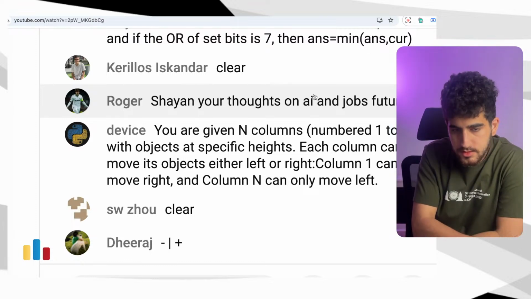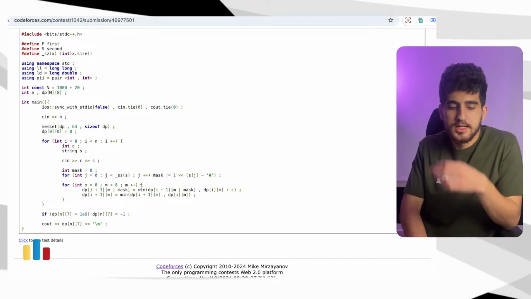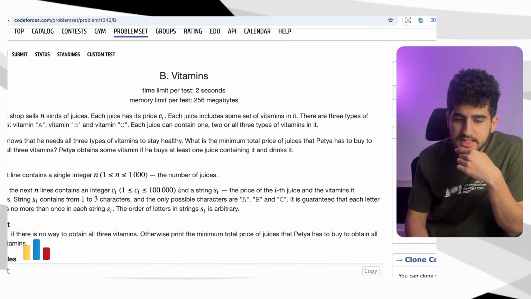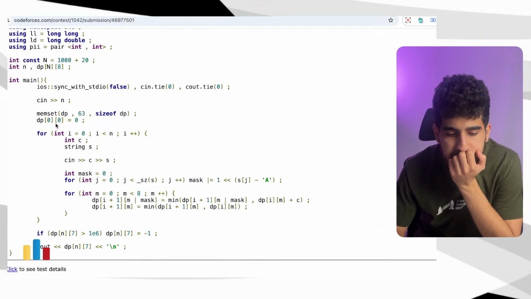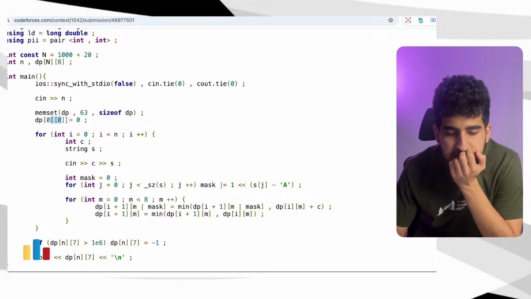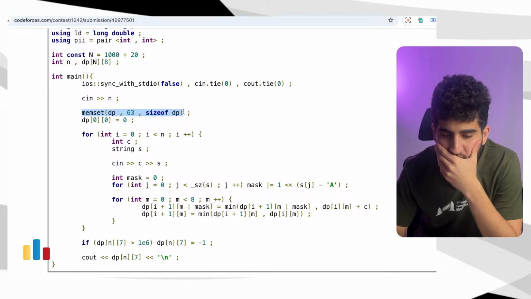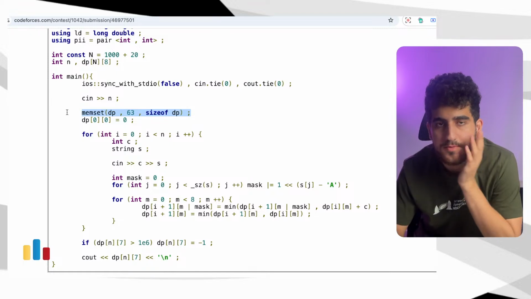I will show you my code as well. So let me also show you my code. This is the problem, and the code will be like this. I have some DP. Initially DP of 0 and 0 is 0. I set all the other DPs to inf, to a very big number. When I have memset DP 63, it means that I set them as a very big number.